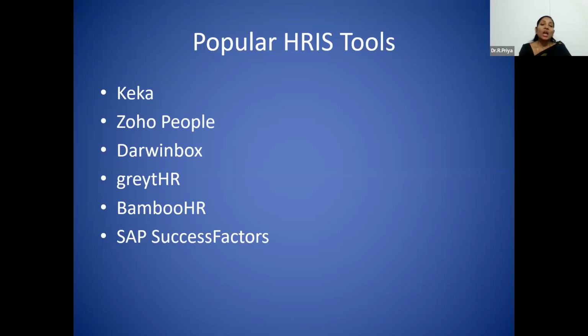Then Zoho People. This is also cloud-based HR software. It's part of the Zoho ecosystem. And its features are leave management, attendance tracking, performance appraisal, HR reports, HR workflows. So this cloud-based HRIS is used for small and medium enterprises, SME companies. It's useful for Zoho People.